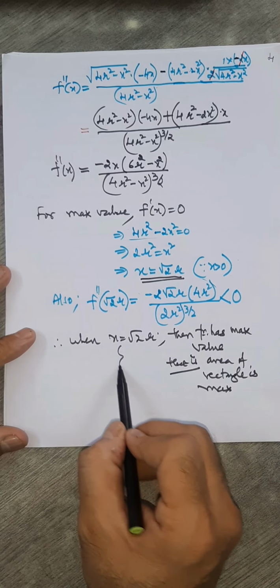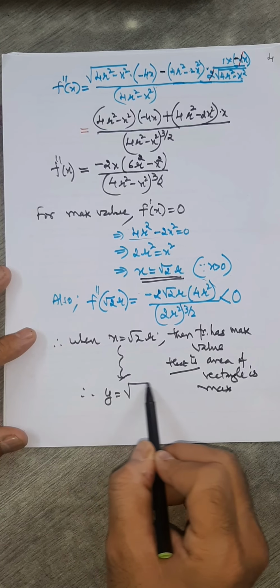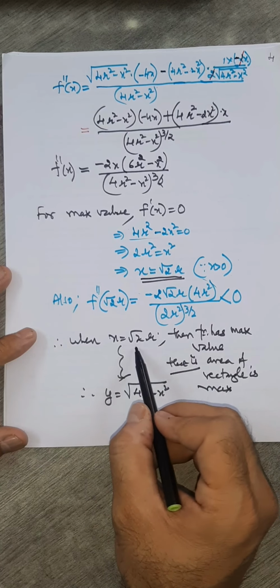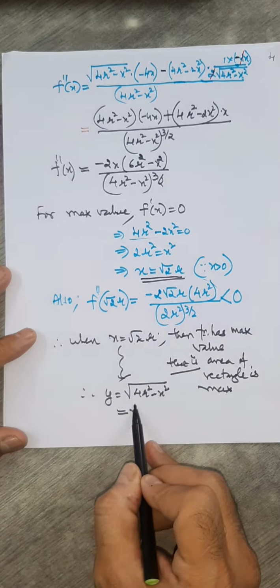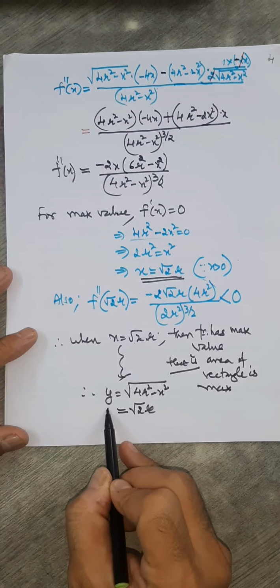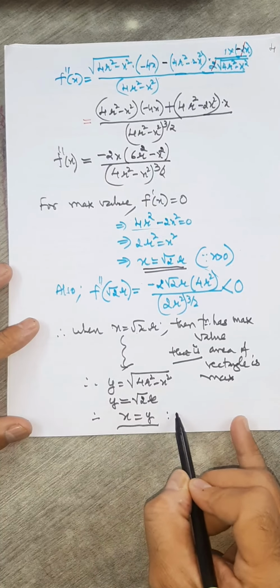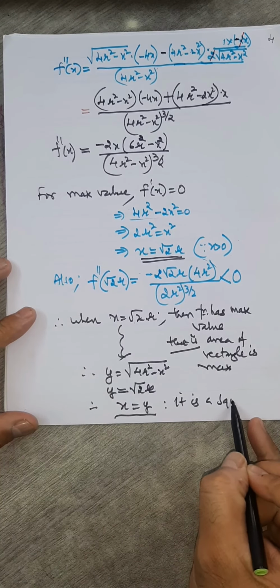Fine. Now if x is root 2r, therefore what is y? You have ready formula. Root 2 4r squared minus x squared. Put value of x squared here. So it will be 2r squared. So finally you will get the root 2r. And therefore x equals to y. And therefore it is a square. It is a square, not a rectangle.